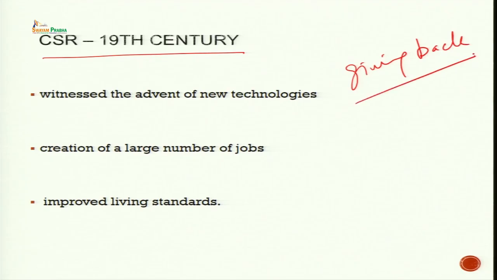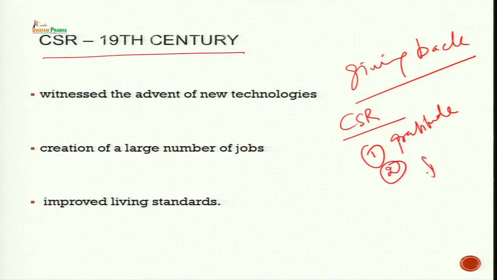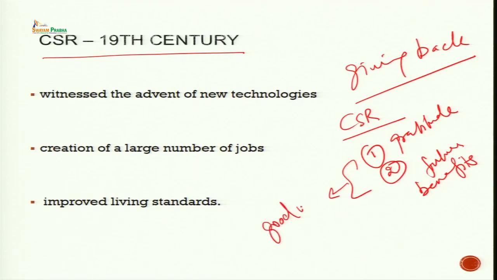Now, this is because the industrialists had become wealthy and they thought of giving back to the society something from which they benefited. So, as a result, modern corporations commenced their CSR activities with a twofold objective. The first objective was to express their gratitude back to the society, and the second was investing for their future benefits. So, these twofold reasons were for the initiation of CSR activities, and these in turn took them to have a good amount of goodwill from the society.